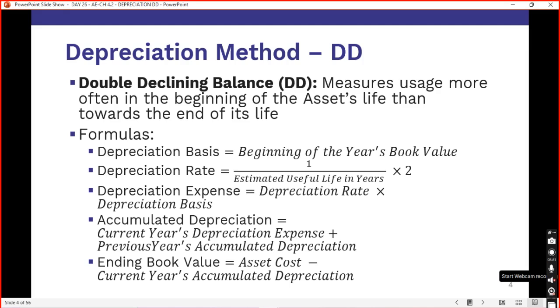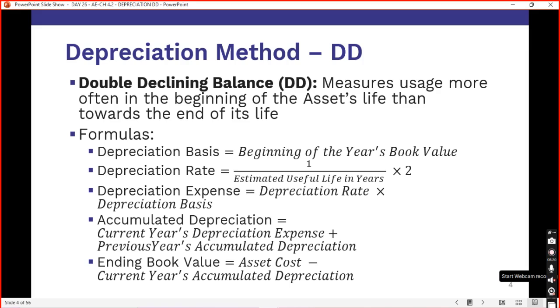Okay? And of course, the depreciation rate is going to be 1, as in the number 1, as a whole number, divided by the number of estimated useful life multiplied by 2. Because remember, you are going to depreciate twice as much because you are declining it twice as much. Okay? So we call that double declining.